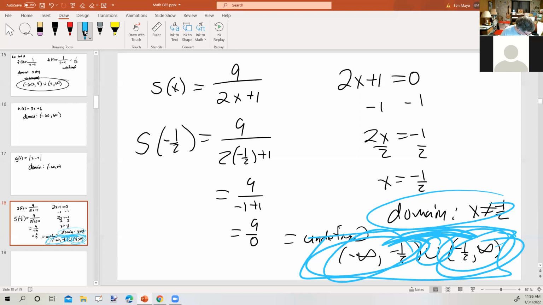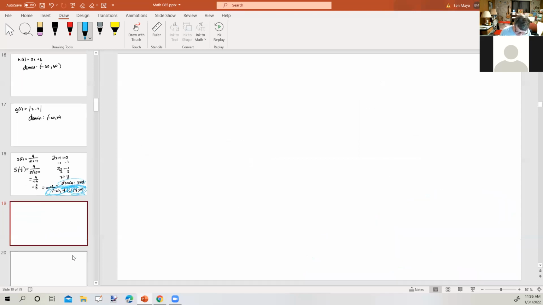Okay, let's see here. Next, it says graph each function.